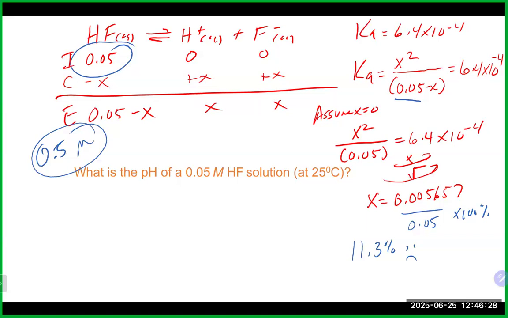So that's why, again, sometimes the assumptions may work or not work. The initial concentration is important. And also the equilibrium constant value is an important factor as to whether or not it will work. So again, just a reminder, make sure you do check. Any questions on that?